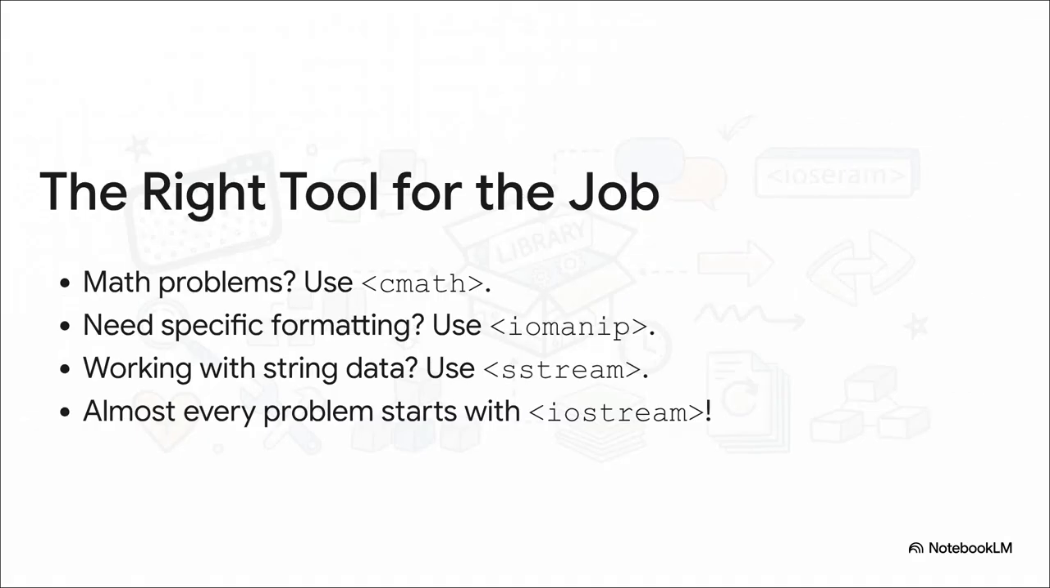And this logic applies to pretty much any problem you're going to face. If you're on a site like Kattis solving a tricky math problem, cmath is going to be your best friend. If a problem demands your output is formatted in a very specific way, iomanip is the tool you need. And if you have to parse some weird, complex line of text input, sstream is going to save the day. It's all about recognizing the pattern of the problem.